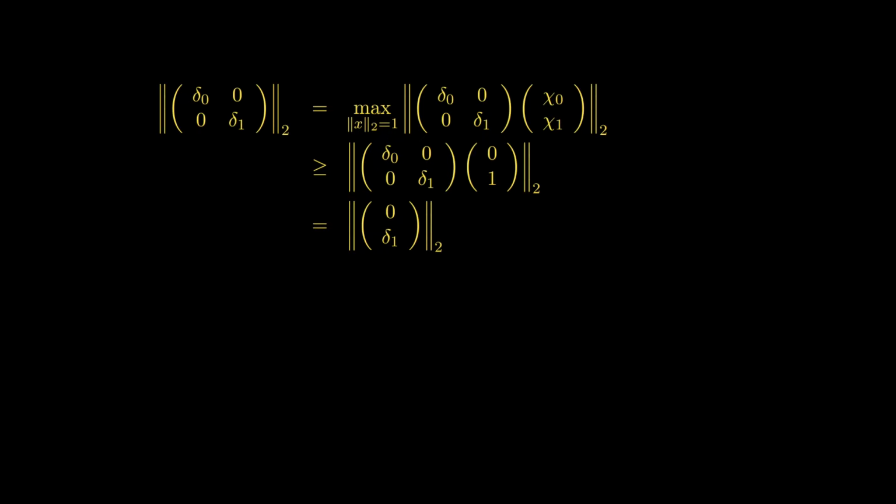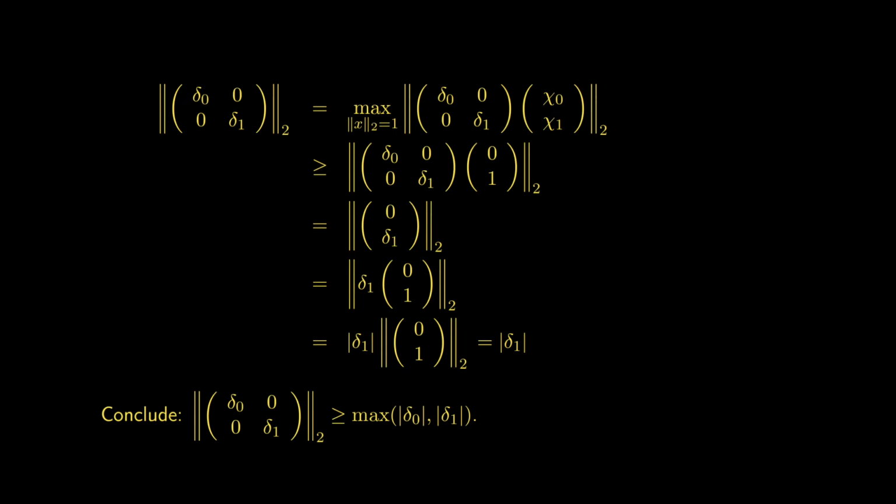And if we then just multiply it out, then we can bring out the delta 1, and then we can bring it outside. And then we find that that just gives us the absolute value of delta 1. Now, we could have picked the vector 1, 0 or the vector 0, 1. Depending on which we pick, we would get the absolute value of delta 0 or the absolute value of delta 1. And therefore we conclude that the 2 norm of the diagonal matrix is greater than or equal to the maximum of the absolute values of the diagonal elements.